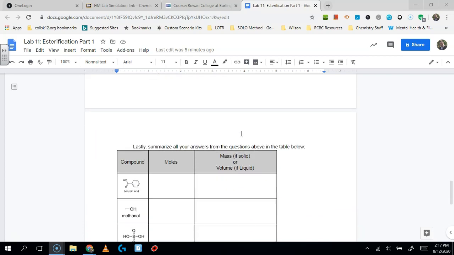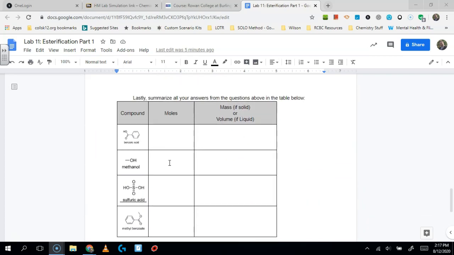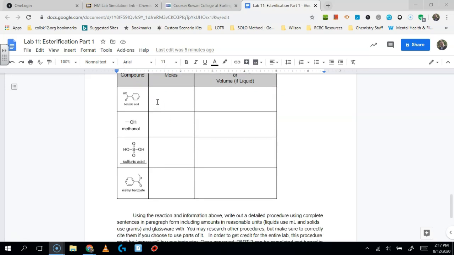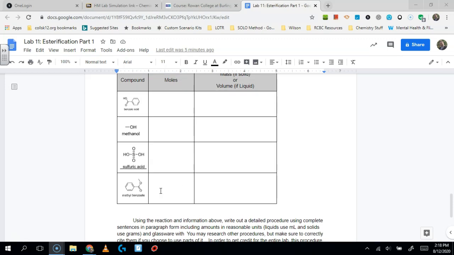Then you're going to take all those pieces of information. When you calculate moles, you're going to have moles of all of these compounds, and you're going to put it in here. You're going to figure out how many moles of benzoic acid, methanol, and sulfuric acid there are at the beginning. And when it says moles here, you want to know how many moles of methyl benzoate you're going to have at the end. So this box is going to be moles methyl benzoate made. Then you're going to calculate the mass, or the volume if it's a liquid, of each of those compounds.